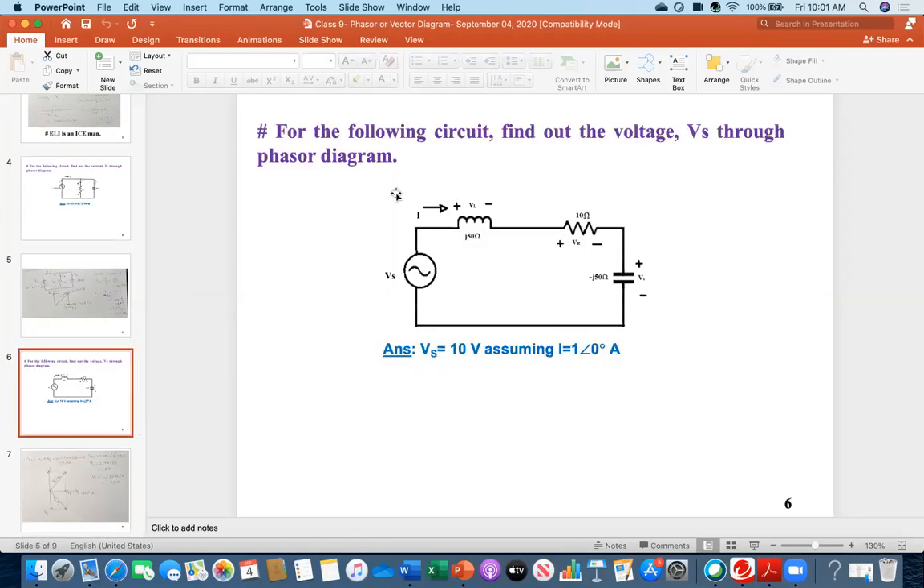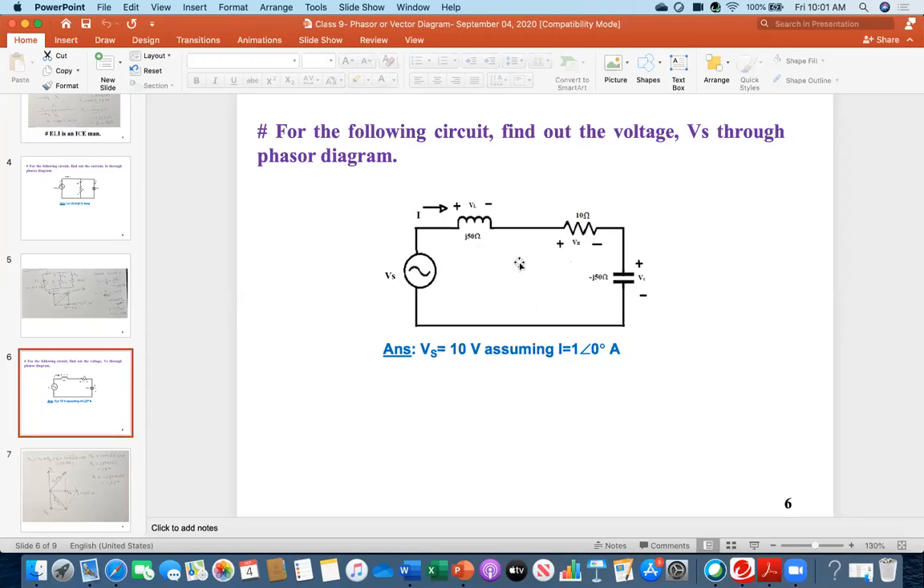Everybody look at this problem. For the following circuit, find out the voltage Vs through phasor diagram. Now this is a series circuit, and those voltages are given. VL is J50 ohm. The voltage across this one is VR, the voltage across this one is VC, and this is a voltage source. So the question is, find out the voltage Vs through phasor diagram.